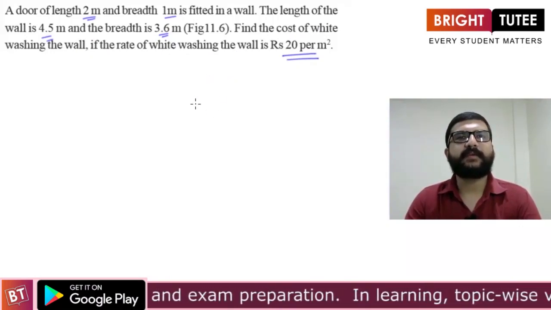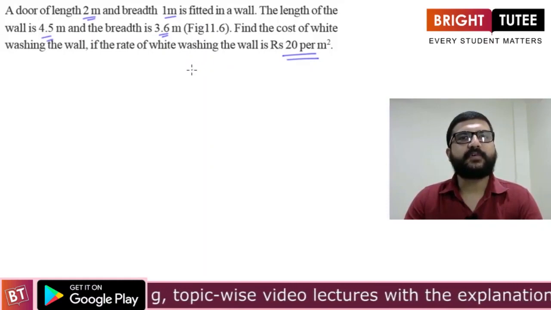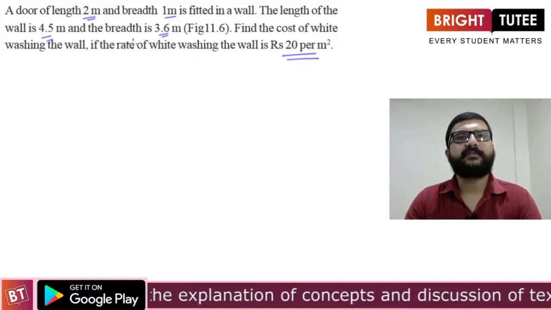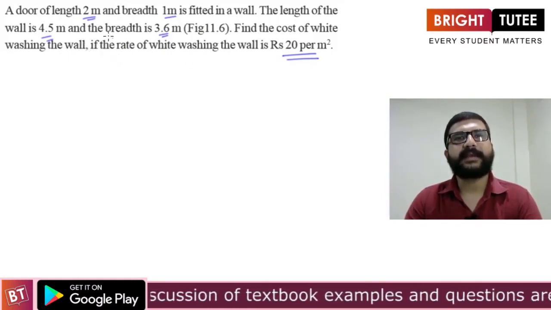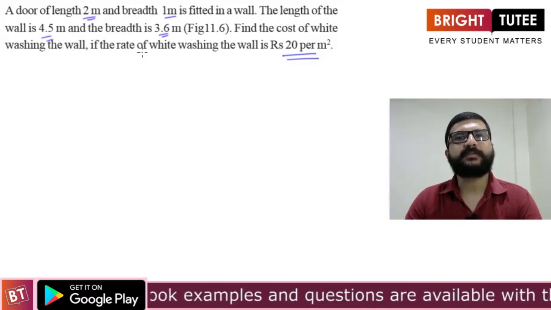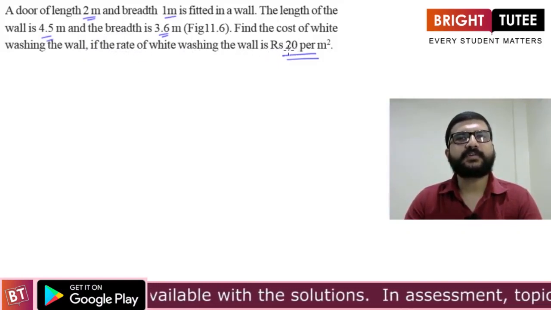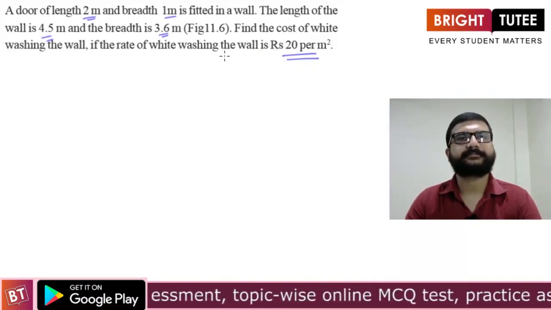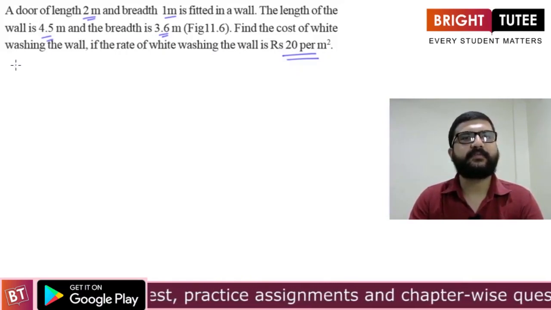So here what we have to find? First we have to find the area of the wall, and then we have to exclude the area of the door, because we don't have to whitewash the door here. And then by doing that we will get the area which has to be whitewashed, and then we will multiply it with the cost per square meter. We'll get the cost of whitewashing. So let's start now. First of all, let us find the area of the wall.